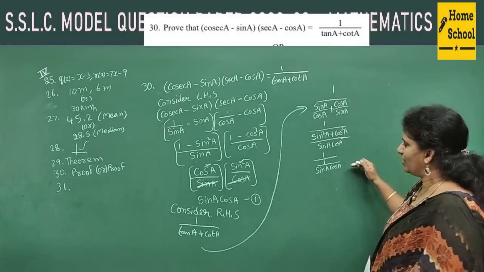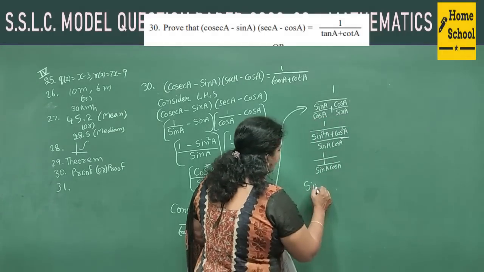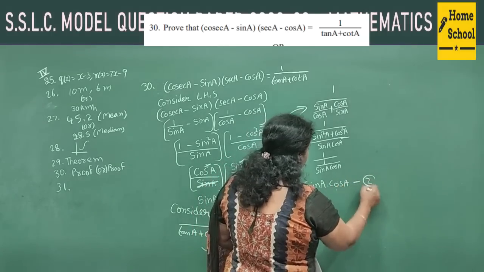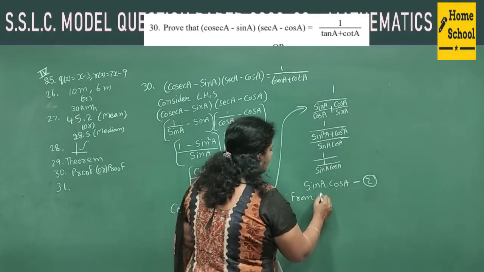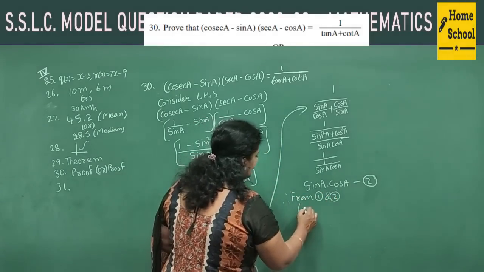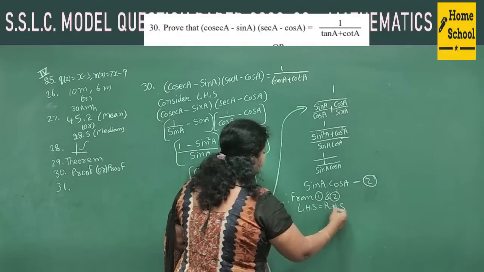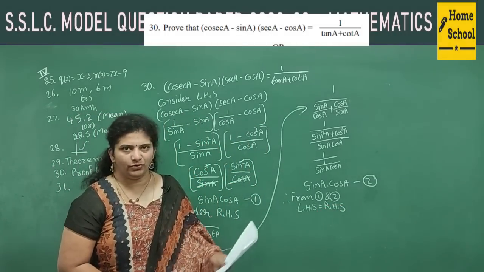Sin A cos A by 1 you are going to get. So finally you can rewrite this as sin A into cos A. So mark the second equation. Therefore from equations 1 and 2, I can say LHS is equal to RHS. And again rewrite the question and write hence it is proved.